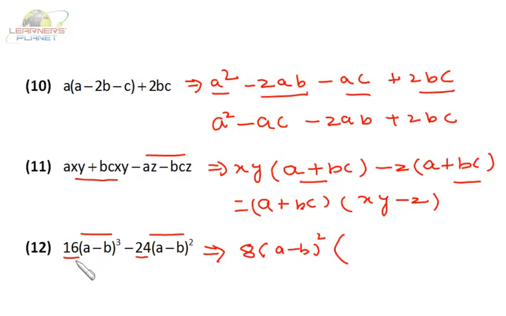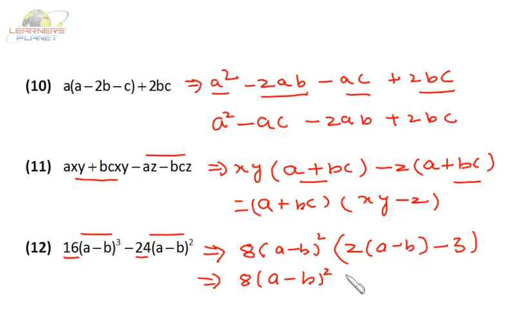Now same procedure, 16 divided by 8, we will be getting 2. And a minus b whole cube divided by a minus b whole square, we will be getting a minus b. Minus 24 divided by 8, we will be getting 3. And a minus b whole square divided by a minus b whole square, we will be getting 1. So finally it's 8 into a minus b whole square into 2a minus 2b minus 3. Okay, just we have simplified this bracket. So it's 2a minus 2b minus 3.